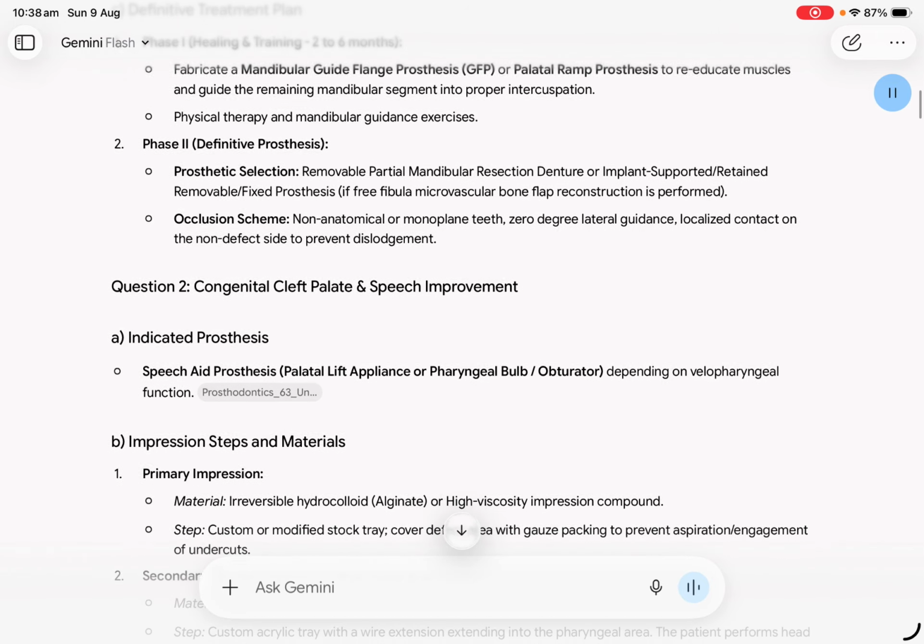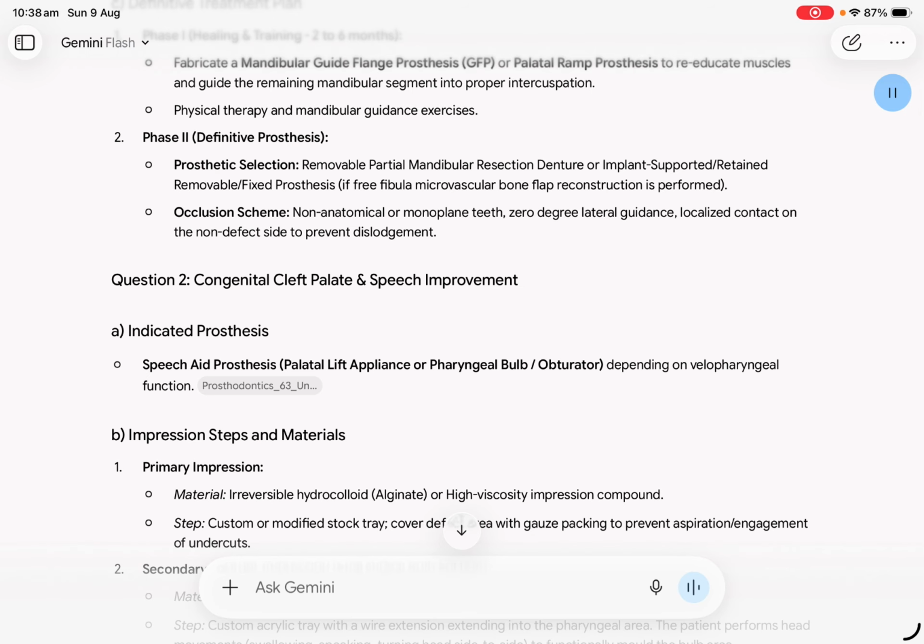Question 2. Congenital cleft palate and speech improvement. A. Indicated prosthesis. Speech aid prosthesis, palatal lift appliance or pharyngeal bulb velar obturator, depending on velopharyngeal function. B. Impression steps and materials.